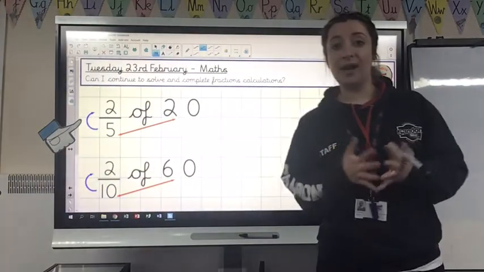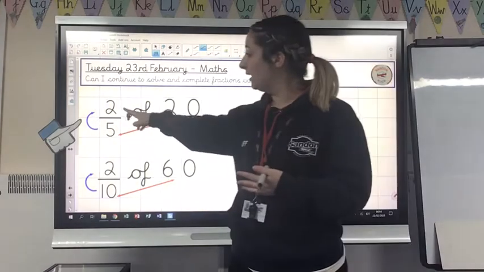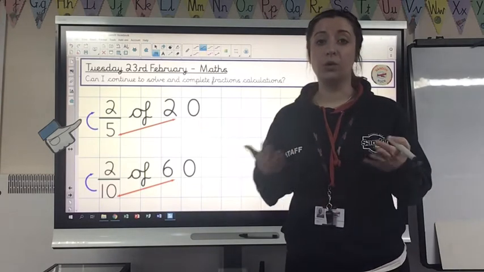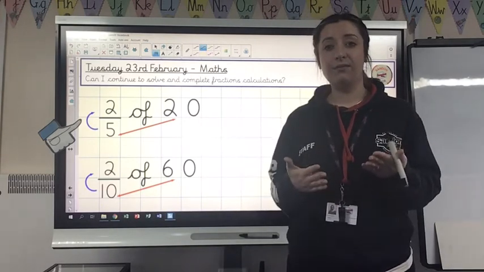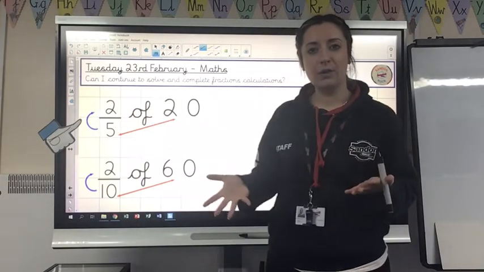Okay, so this is our final part of our learning today. Now you'll notice that we are now looking at different quantities of fractions. So we've looked at 1/4, we've looked at 1/5. But what happens when we have 2/5? How do we work that out?